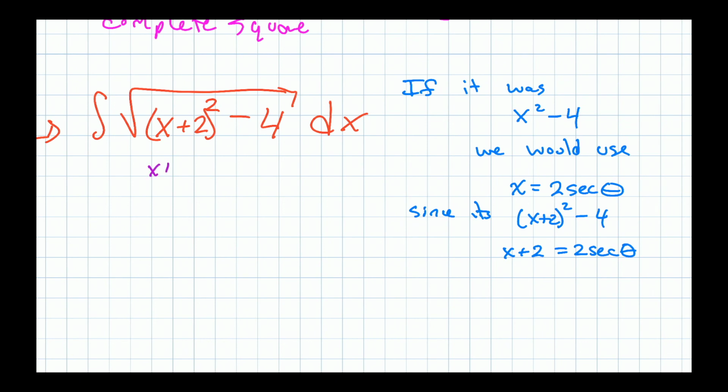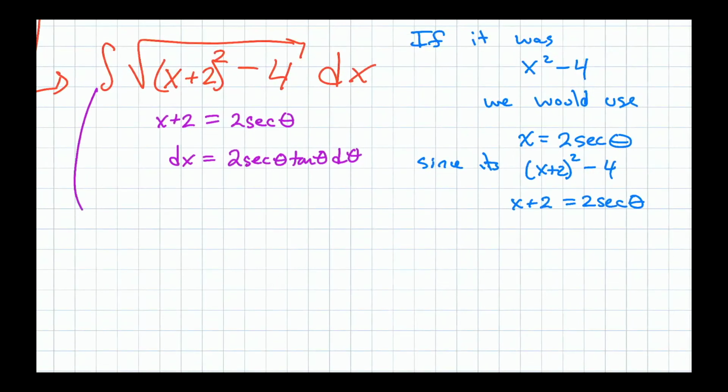So we go x plus 2 equals 2 secant theta. So you take your derivative of both sides. The derivative on the left is still going to be dx. That doesn't really change. The derivative on the right is going to be 2 secant theta tangent theta d theta. And then you substitute this in and you'll see it works out okay.